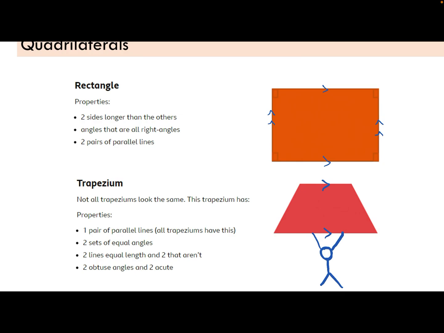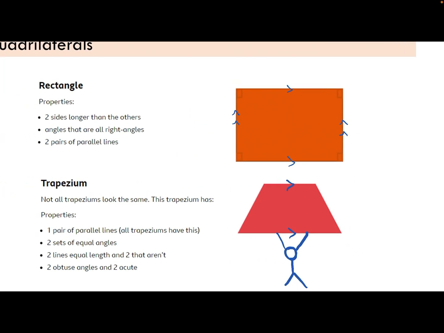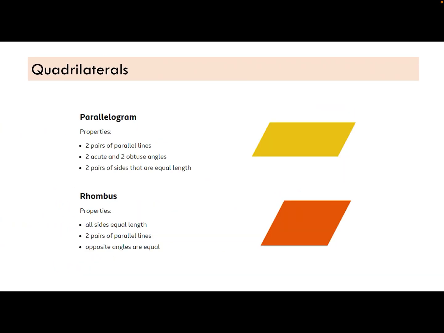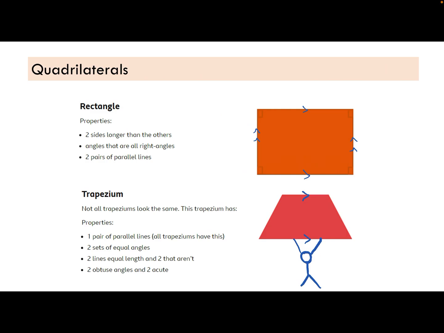It has two sets of equal angles, and it has two lines of equal length and two that aren't. And it has two obtuse angles and two right angles. That's a trapezium.